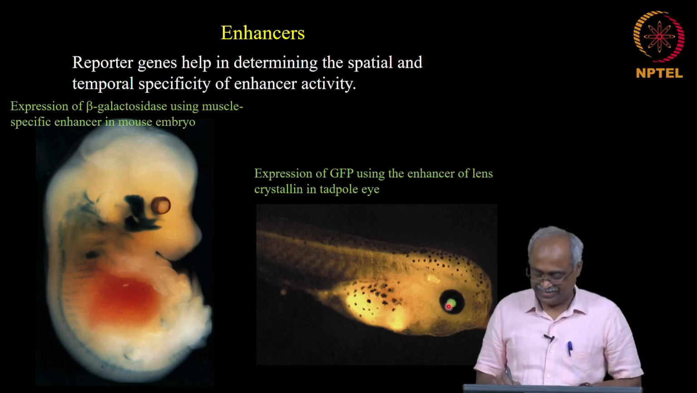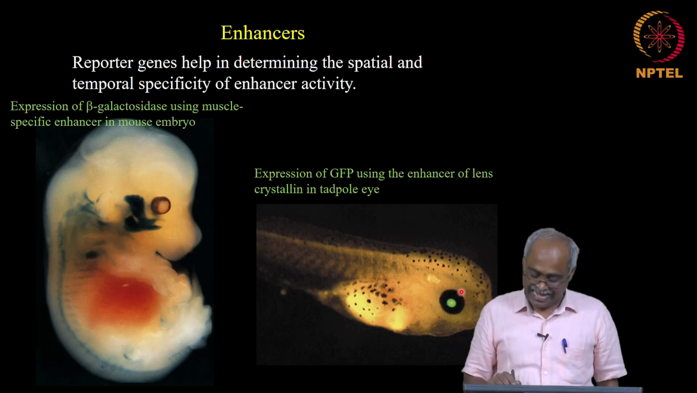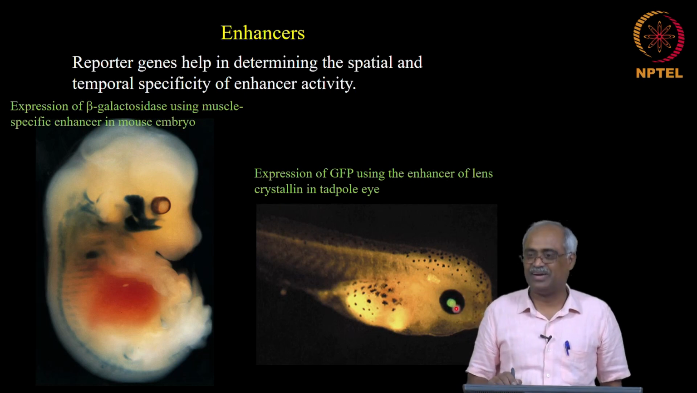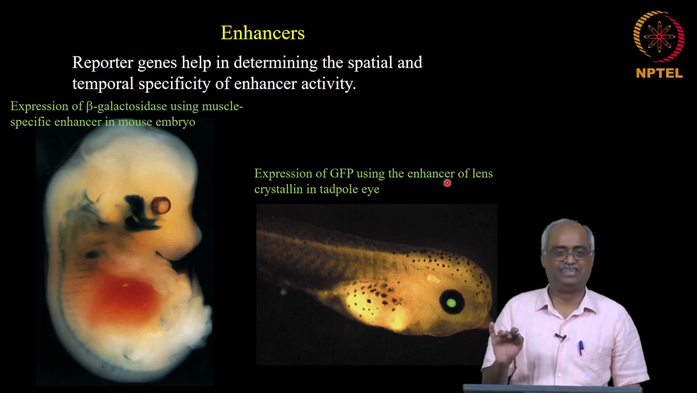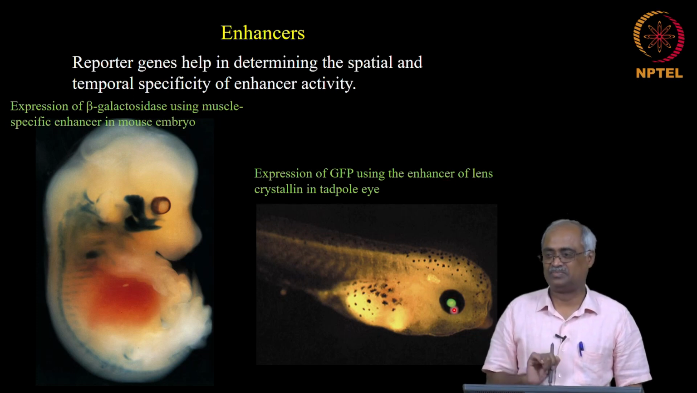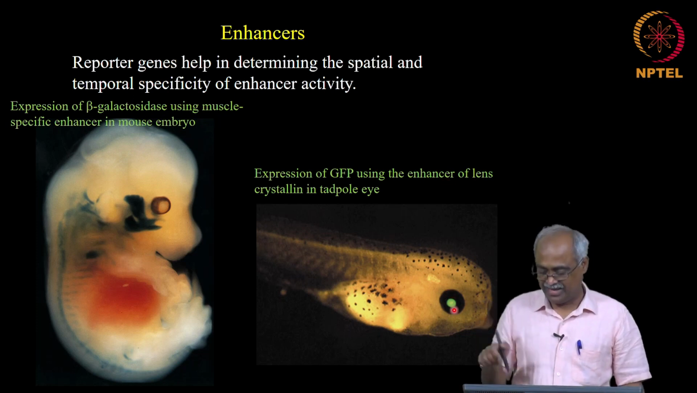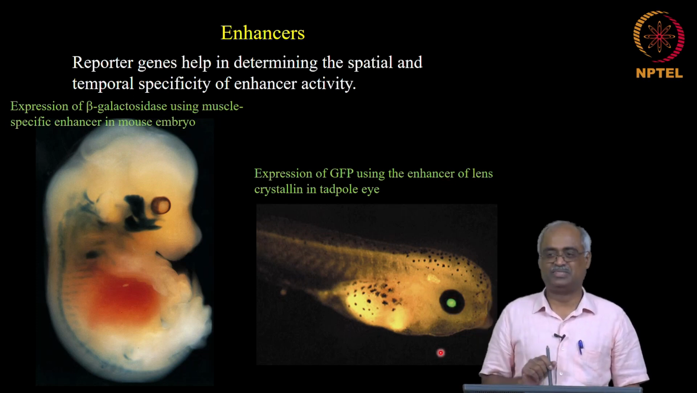But this is doing the same job. You see it is only in the lens, not even in the rest of the eye. Because you do not want crystallin expressed elsewhere, you want it only in the lens. So, now you are getting an idea of what differential gene expression is.